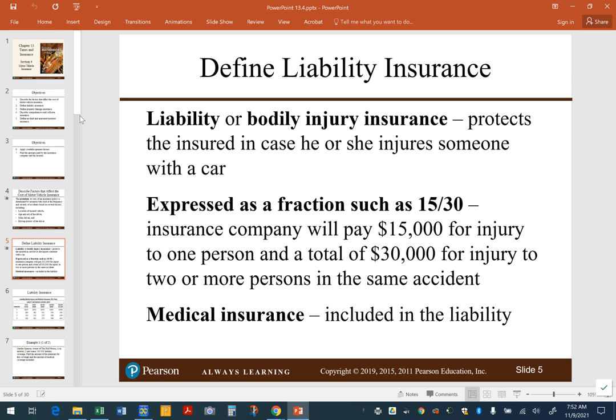Liability insurance pays for you injuring somebody else in an accident, and it's expressed as a fraction. The first number is how much each individual that is injured could possibly receive. The second number in the fraction is the total amount the insurance company will pay for any given accident. And then your liability also carries a small medical insurance for any of your medical needs caused by that accident. But remember, that's a small number because they're expecting your health insurance to cover most of your injuries.